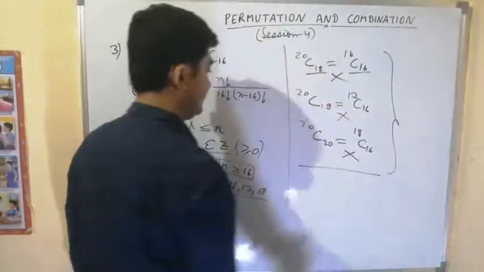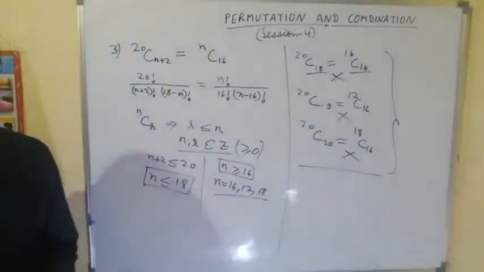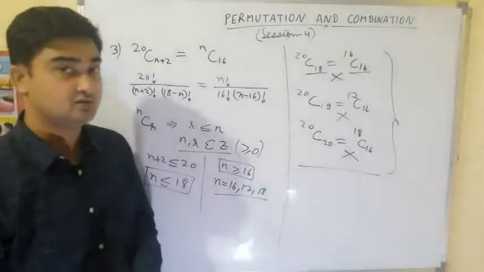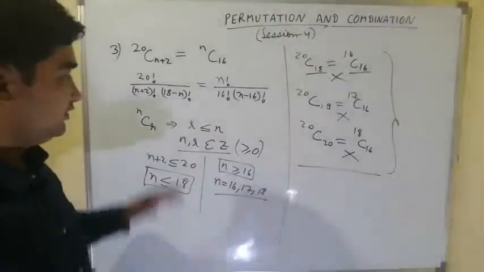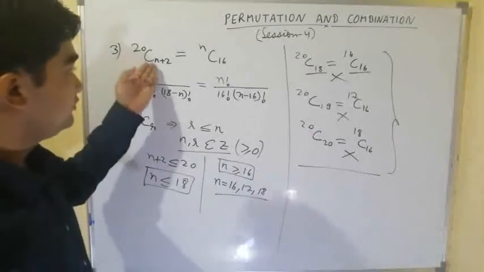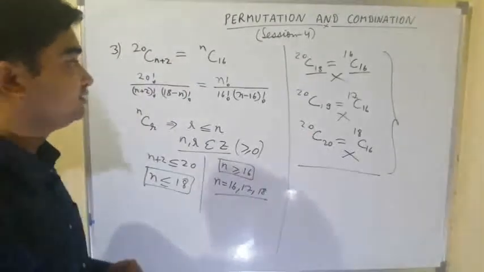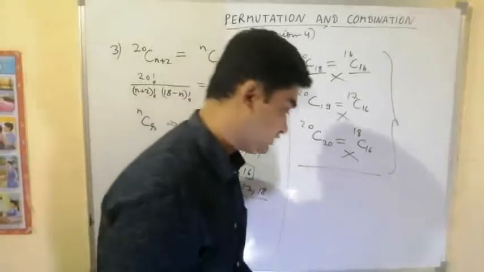That means there is no n which satisfies the given equation. So the answer is none of these. There is no solution. We cannot have a value of n which satisfies this equation. So the answer is none of these.